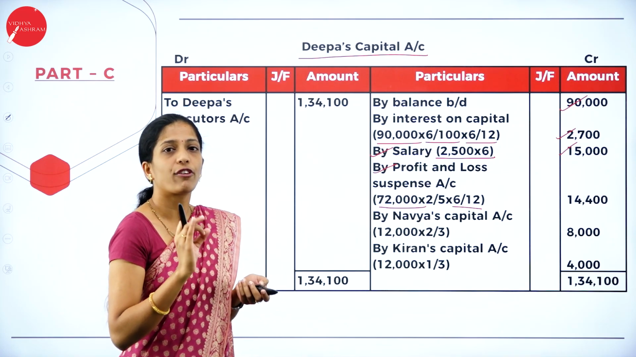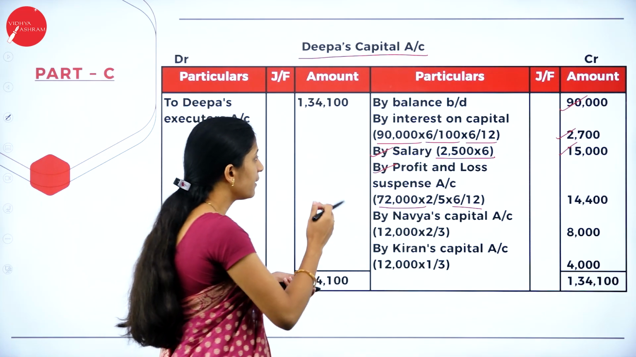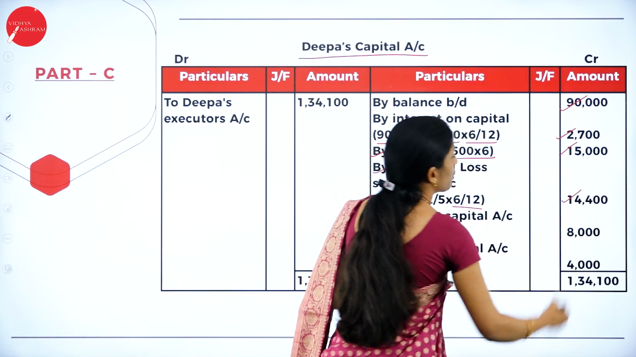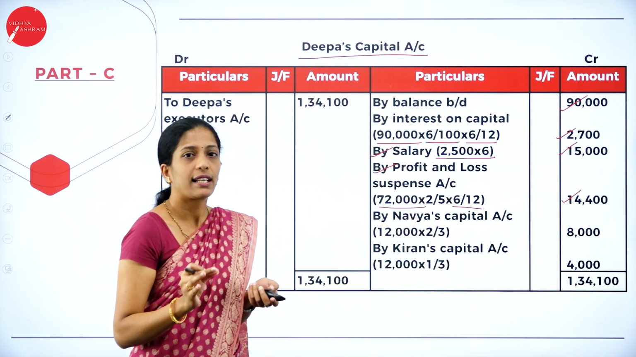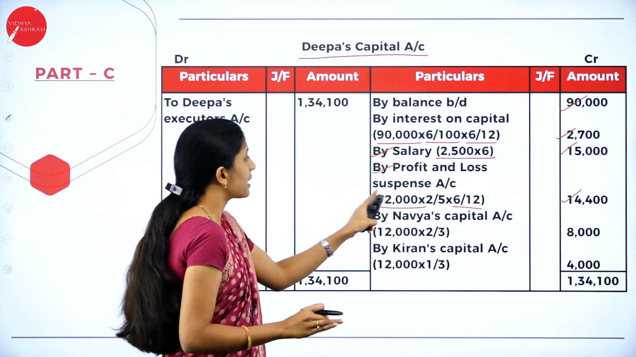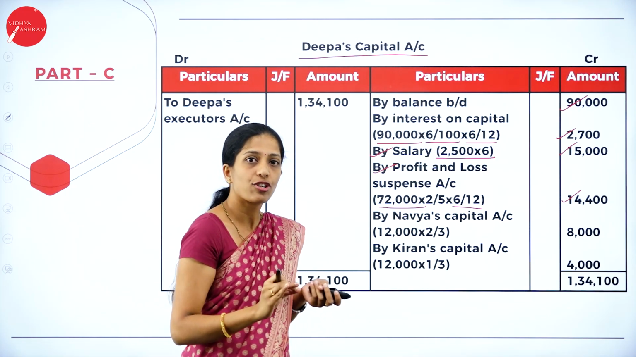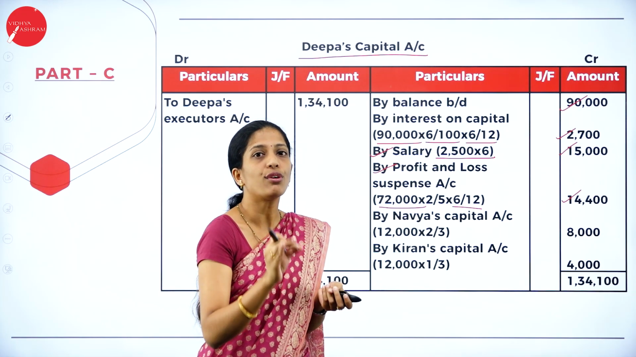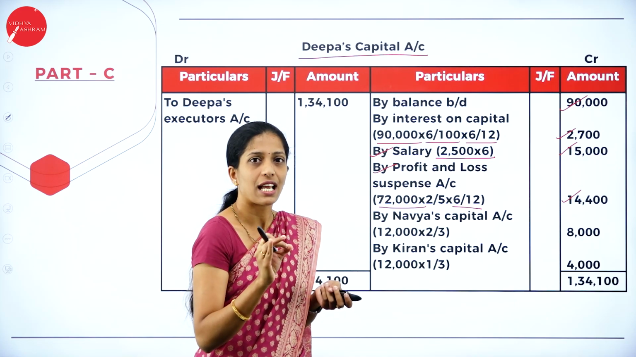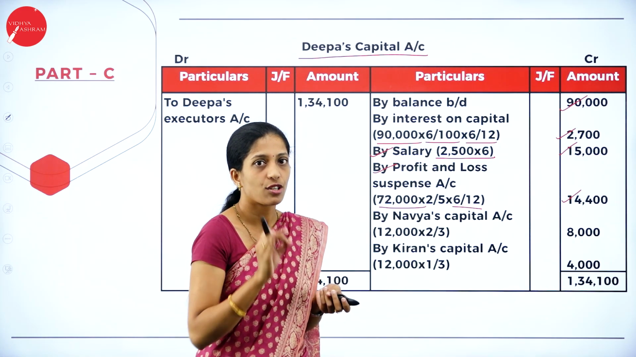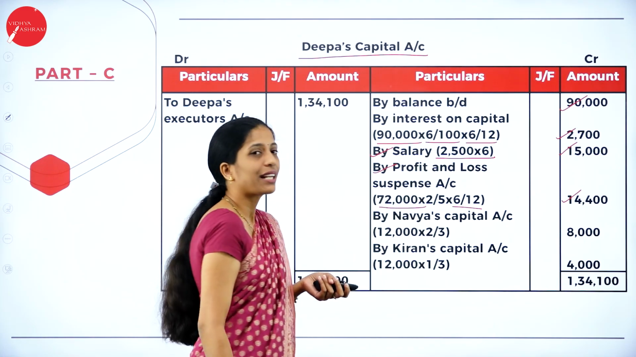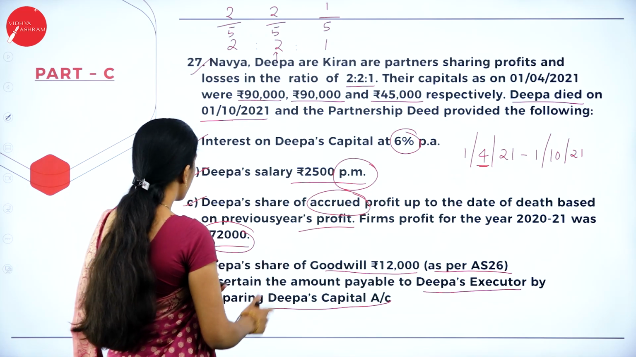She was there only for 6 months, so 6 divided by 12. So I'll get 14,400. So hope you are clear. Previous year profit they have given 72,000 into her share 2 by 5 into for how many months she was there in the business? 6 months. So 6 divided by 12. So I'll get 14,400. Next, goodwill.